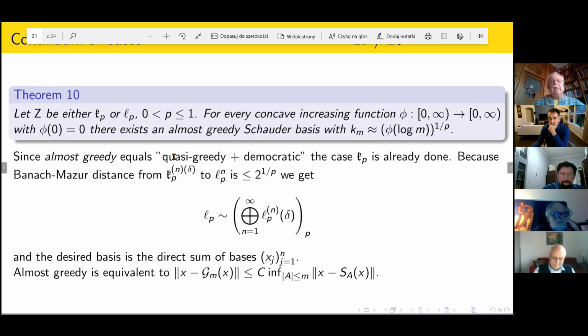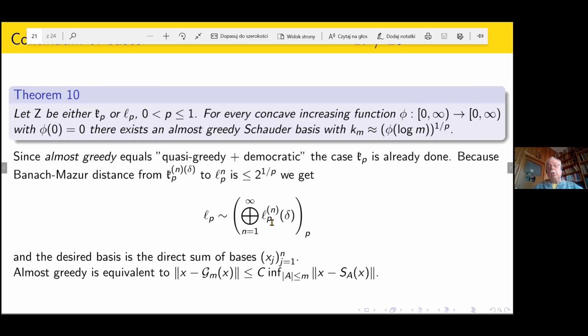We just, for the fun of it, have to check that quasi-greedy is preserved by this type of sum, and democratic is preserved because all those spaces have the same democratic constant. So that's here. And the desired basis is obviously the basis x_j in each piece separately.